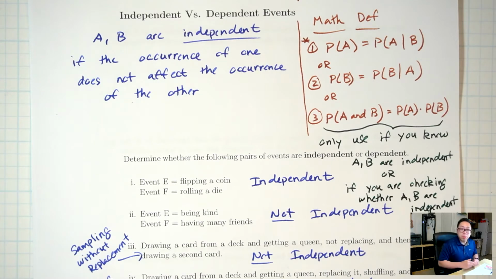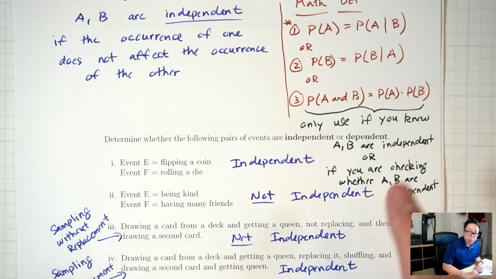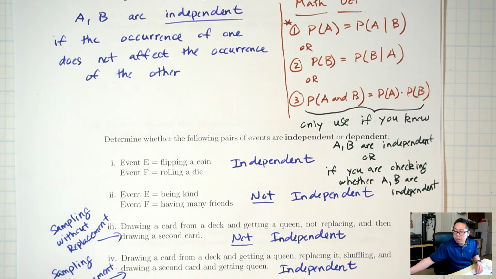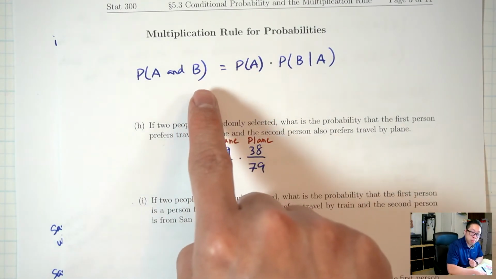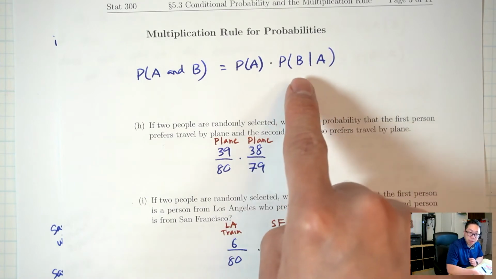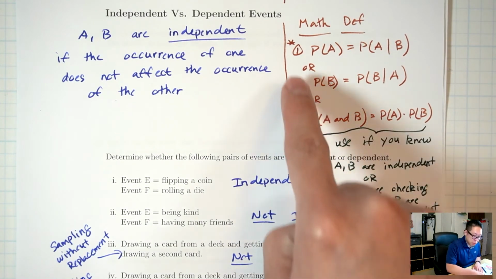Okay, so you're only going to use equation 3 if you know ahead of time that A and B are independent, or if you're checking whether A and B are independent. In any other case, you should be using the regular multiplication rule, which has this B given A instead of regular B. Which is why I'm never going to use the third one. I'm always going to check this first one.